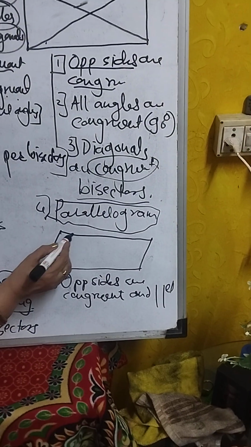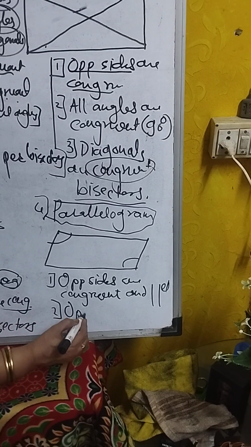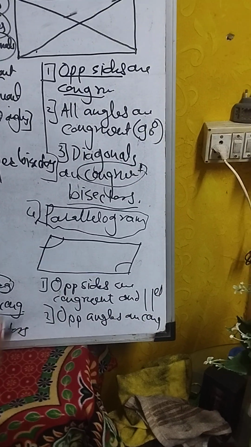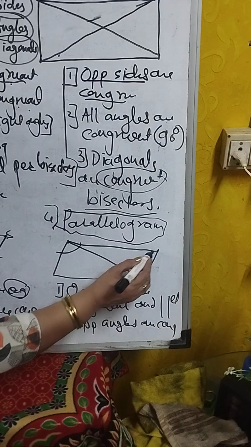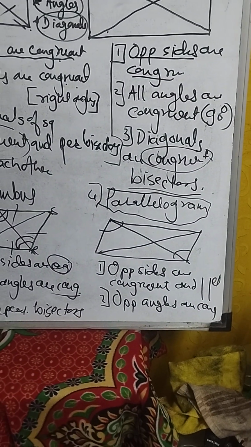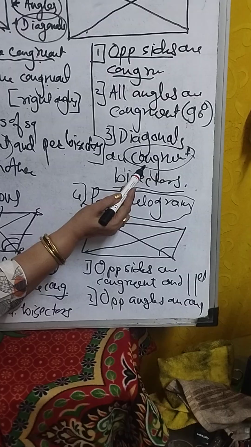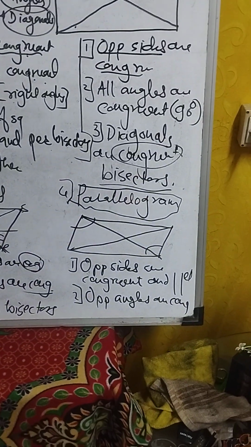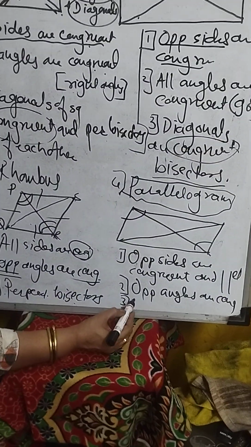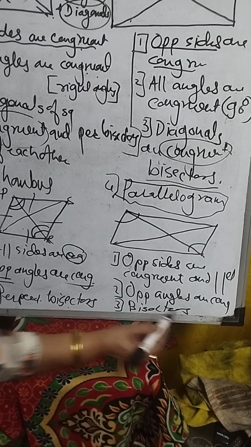Understanding? What about angles? Opposite angles are congruent. What about diagonals? Diagonals bisect each other, only bisectors. Here, see, in the rectangle the diagonals are congruent and bisectors. In the rhombus, only perpendicular bisectors. Whenever you study, here the third property is bisectors. Diagonals are bisectors.